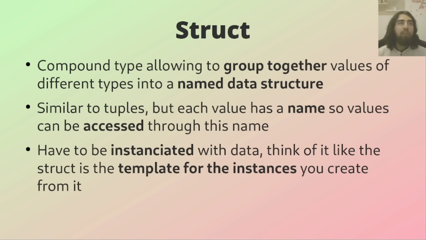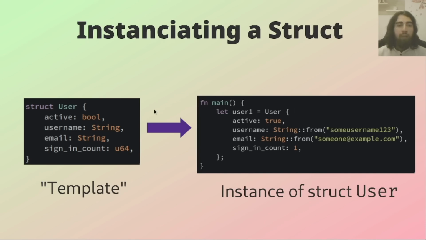And a struct has to be instantiated with data. Think of it like the struct itself is the template for the instances you create from it. Now let's see how that works. As you can see over here, we have our template. In this case, a struct named user. And the user struct holds various fields.